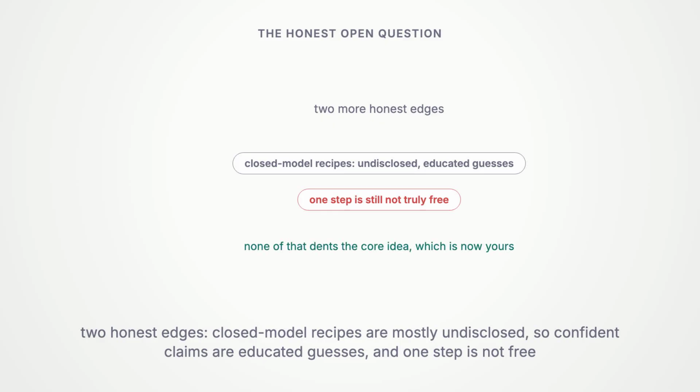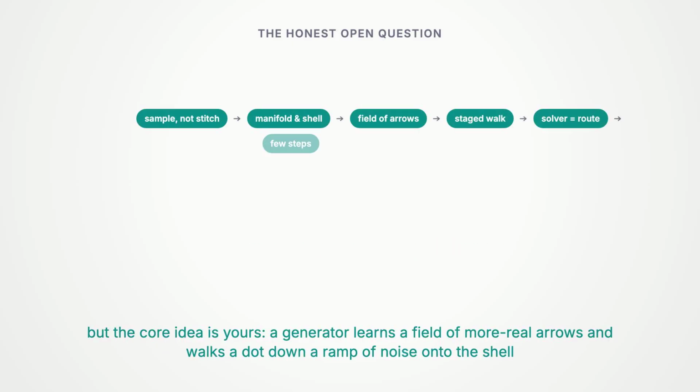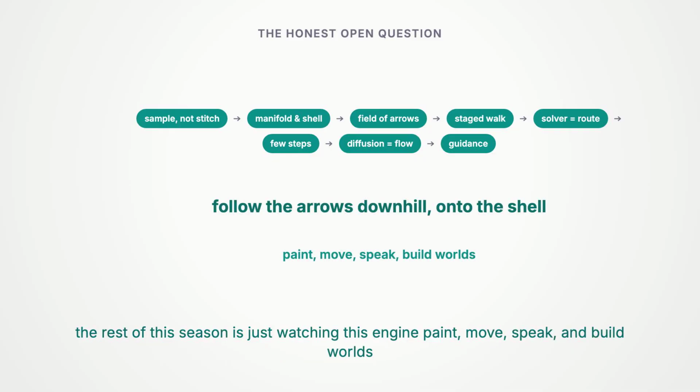A generator does not search or stitch. It learns a field of more real arrows and walks a dot down a ramp of noise, out of an empty void, onto the thin living shell where real things actually are. 30 steps, 4 steps, 1 step. Diffusion, flow matching, guidance, distillation. Every one of them is a different way to follow the arrows downhill. That is the engine. The rest of this season is just watching it paint, move, speak, and build worlds.